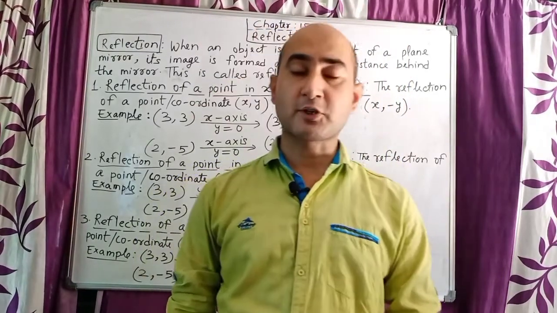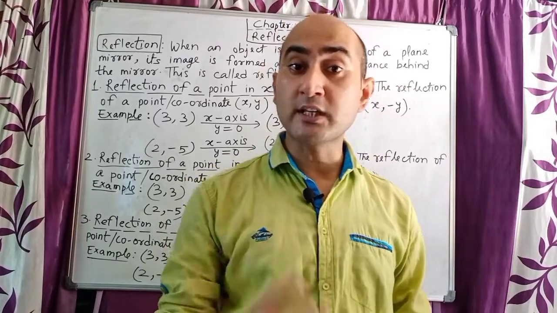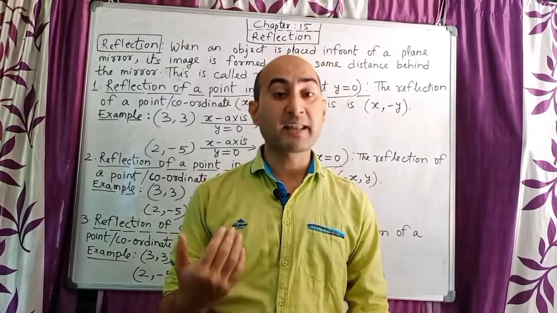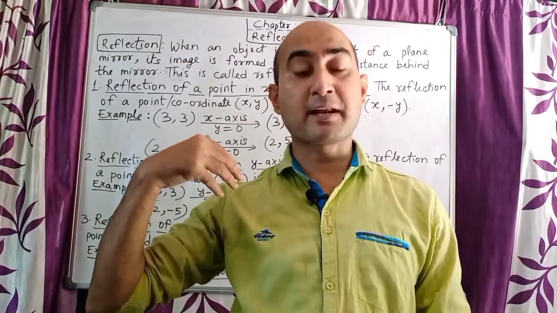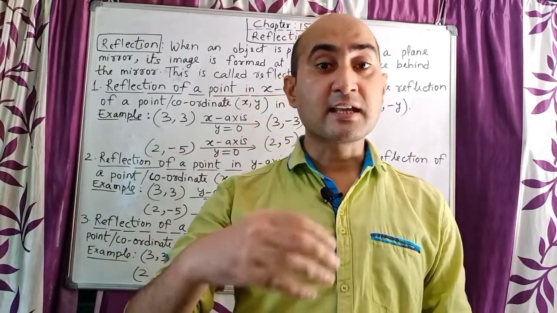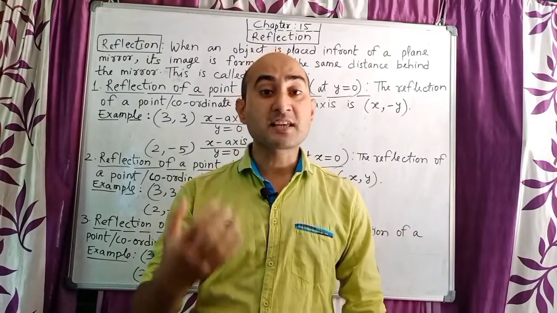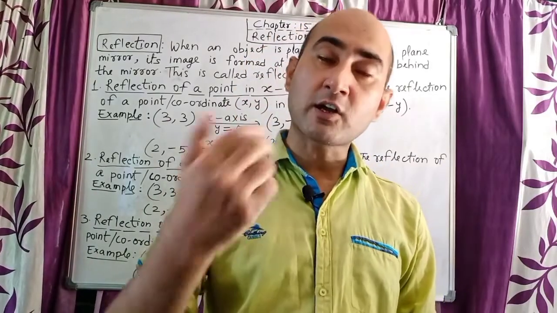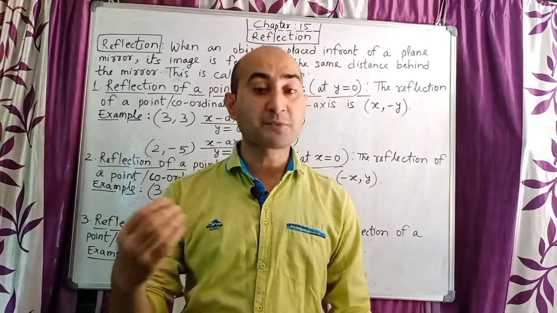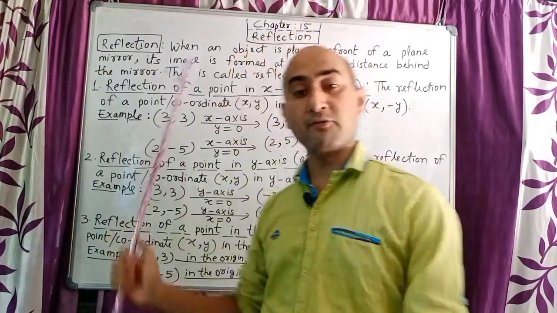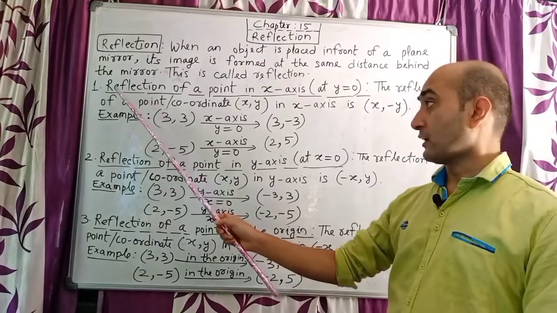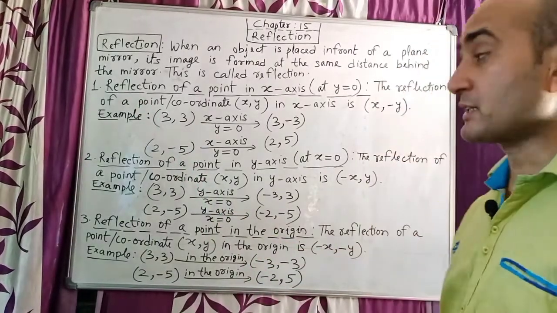But as per this chapter, reflection means when you stand in front of a plane mirror, your image is formed behind the plane mirror at the same distance. The distance at which you stand in front of the plane mirror, the image of the object is also formed at the same distance behind the mirror. So this is called reflection. Now a few important formulas we have to learn in this chapter.